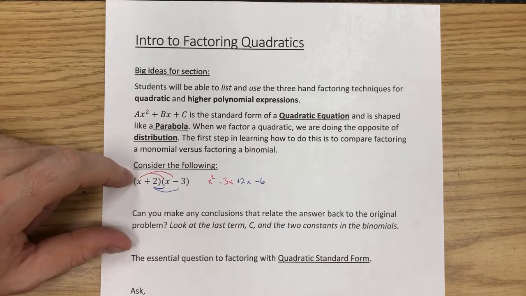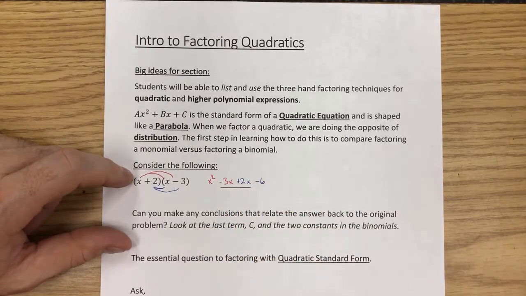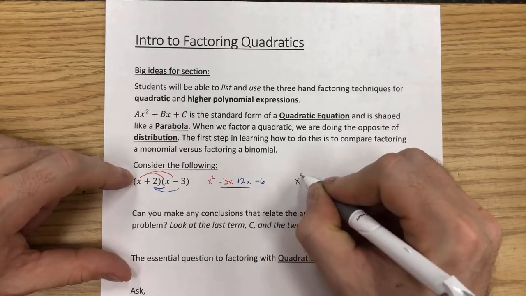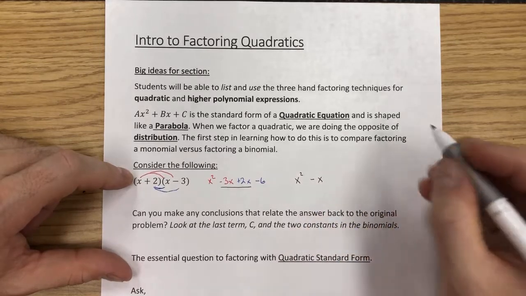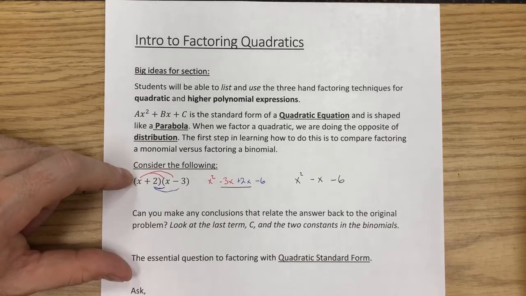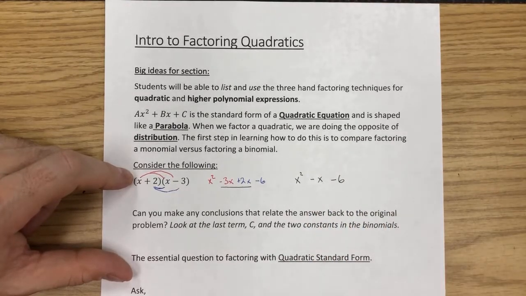The next step that we would have to do is combine our like terms. We notice these middle two terms are both single x terms. We're going to combine a -3 and a +2 to give us a -x or a -1x. Then we'd put -6. And so quite literally, this is the expression that we're going to be doing.